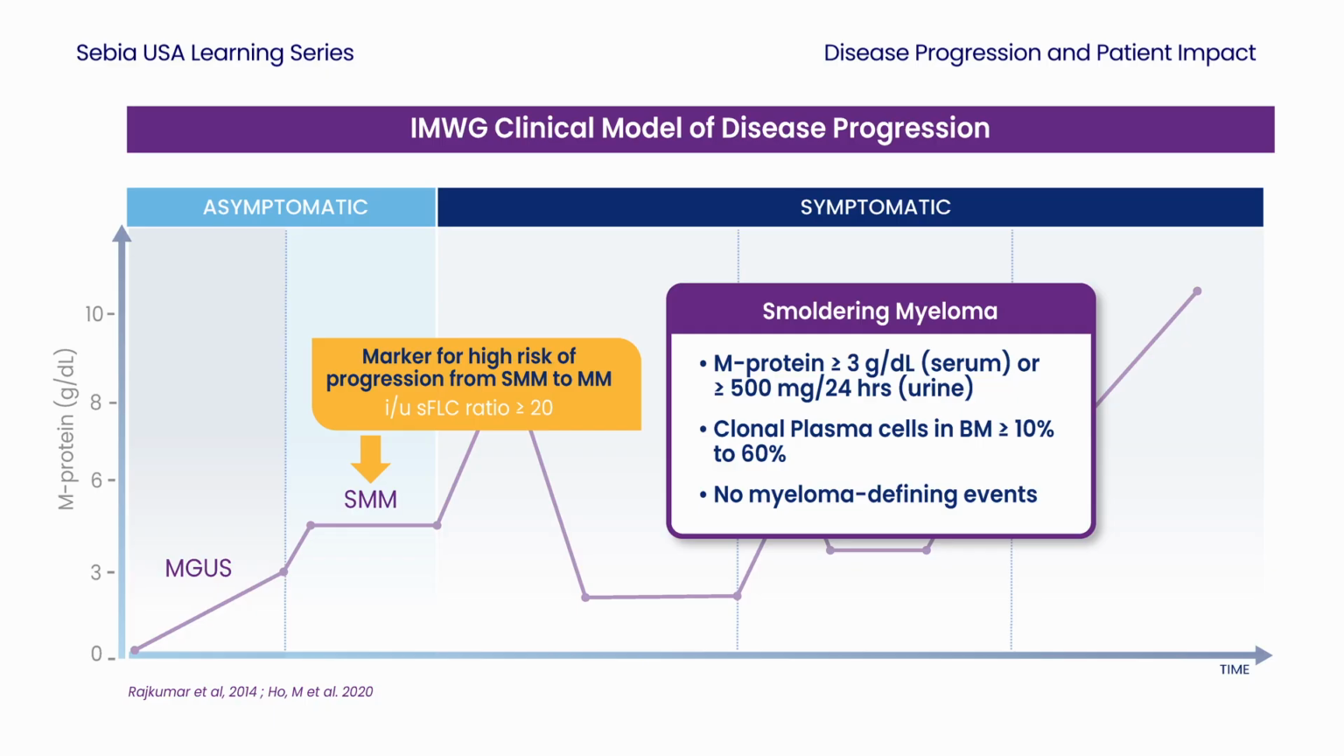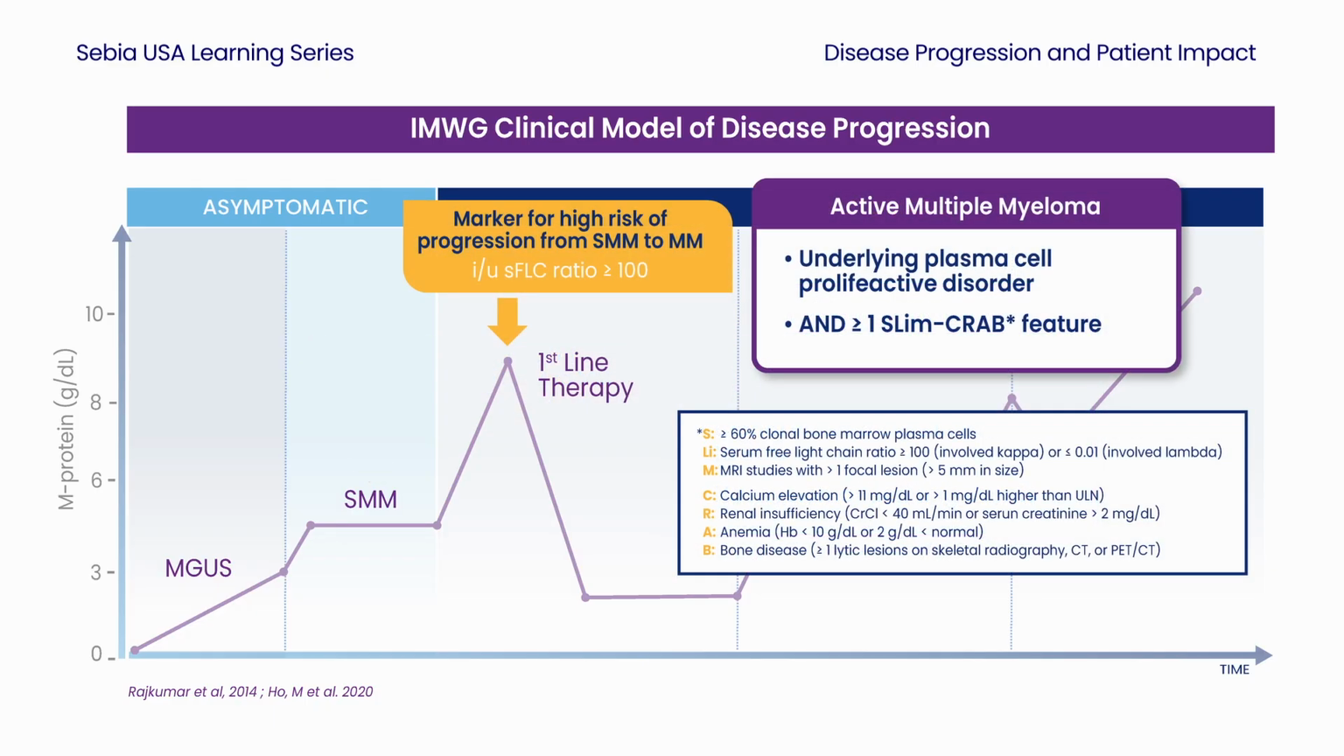Active multiple myeloma is diagnosed when the patient develops more than one myeloma-defining event and bone marrow plasma cells are higher than 10%. In addition, a clinician will see a patient's serum-free light chain ratio reach greater than 20. This is another indication of a progression to smoldering multiple myeloma. As monitoring continues and the patient worsens from disease, the serum-free light chain ratio will increase to greater than 100, which indicates this patient has now entered the active multiple myeloma stage and treatment should be implemented.